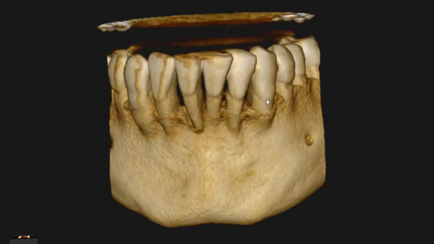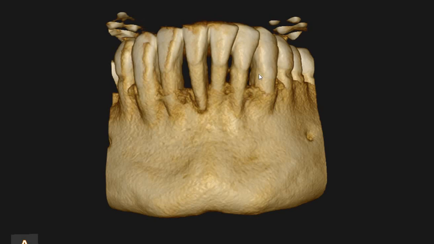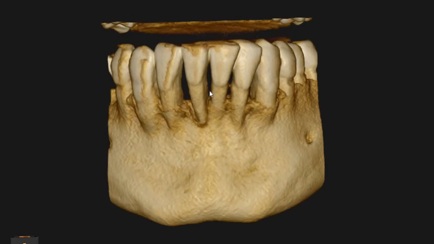This is the CBCT of the anterior in high resolution mode. The area of interest highlighted to us is the lower anteriors: the lateral incisors and the central incisors, the lateral incisor and central incisor on the left and the right-hand side.